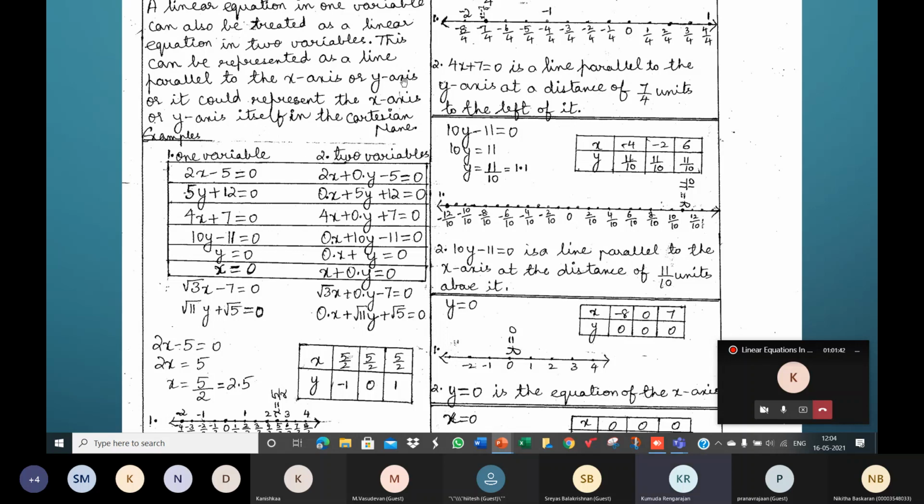Now we'll understand all these with the help of the examples here. I'll give you some time to see how these equations in one variable, x or y, are represented as equations in two variables, x and y. I'll just wait for 2 minutes, children.